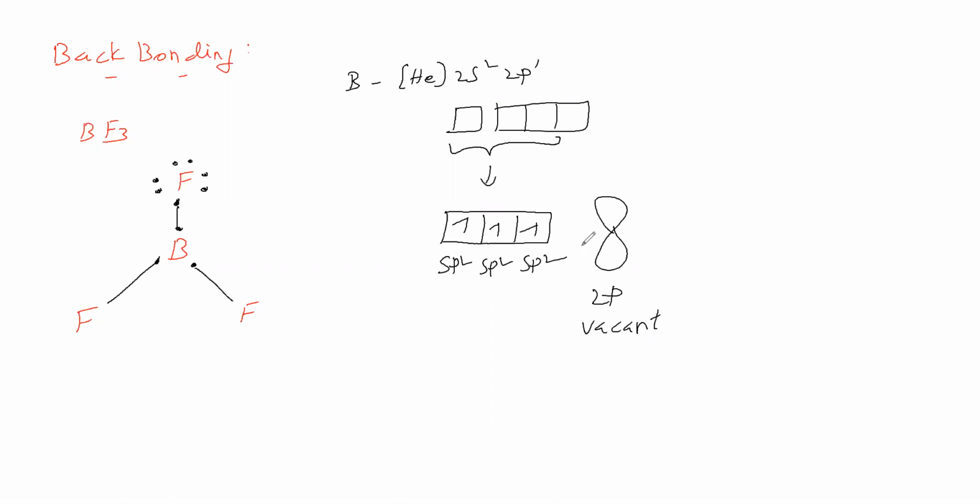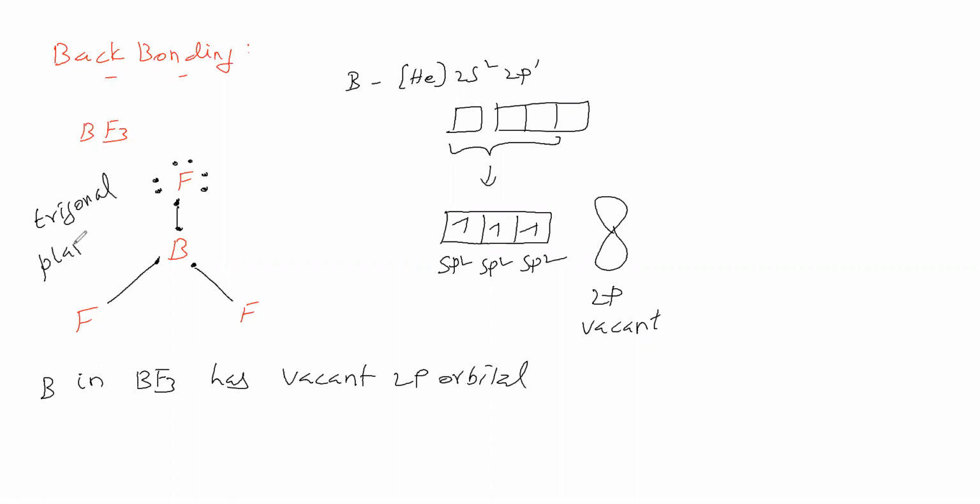Now this boron has one 2p orbital which is vacant. So boron in BF3 has a vacant 2p orbital. Now what shape does this BF3 have? Trigonal planar. That means all 4 atoms are present in one plane.